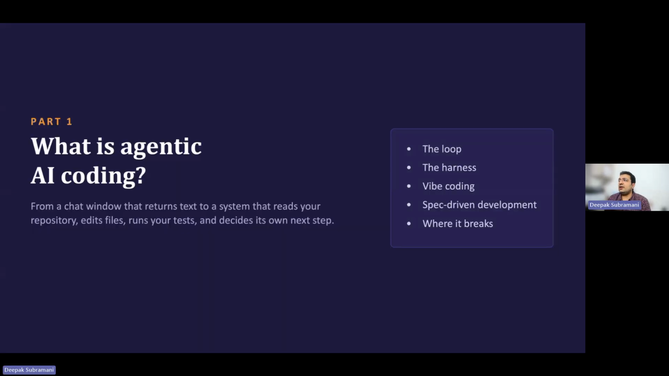So let's ask the question: what is agentic AI coding? You are all familiar with ChatGPT as a chat window system where you enter some text, and you get some response text out of it. So maybe you are familiar with that. Now, agentic systems means it's a system that can go through your repository, can edit files, can run your tests, and decide on its own what next steps it should do. That is a powerful capability that agentic AI systems have.